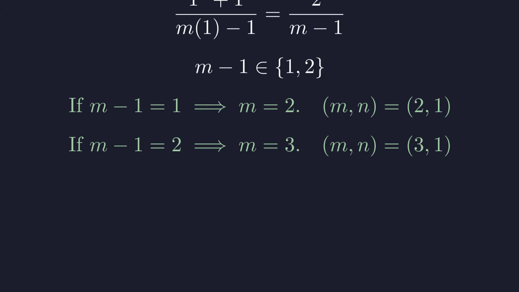If m minus 1 is 2, then m is 3. This gives the pair 3, 1, which also satisfies our condition. And remember, because of symmetry, we know 1, 2 and 1, 3 are also solutions. We'll collect all those mirror images at the very end. For now, we just stick to our rule. M is the bigger number.